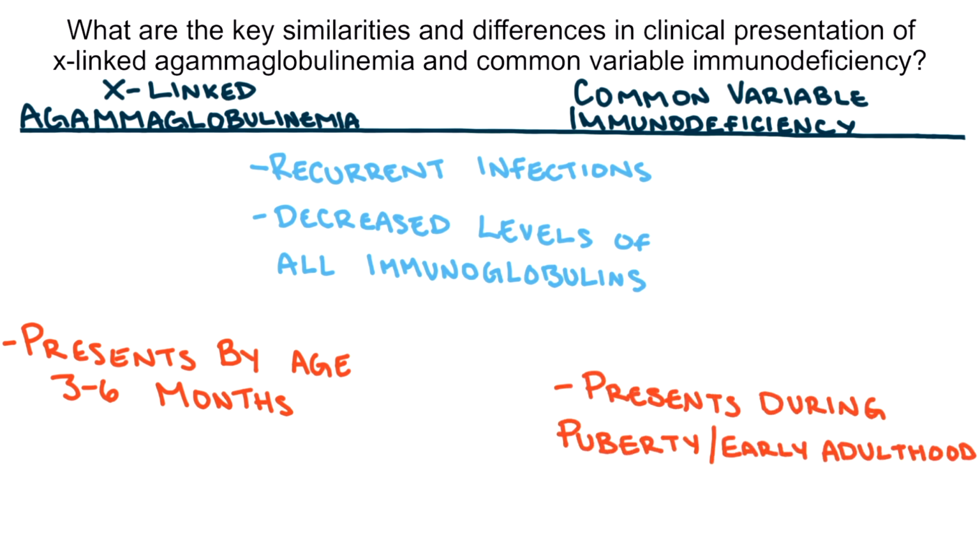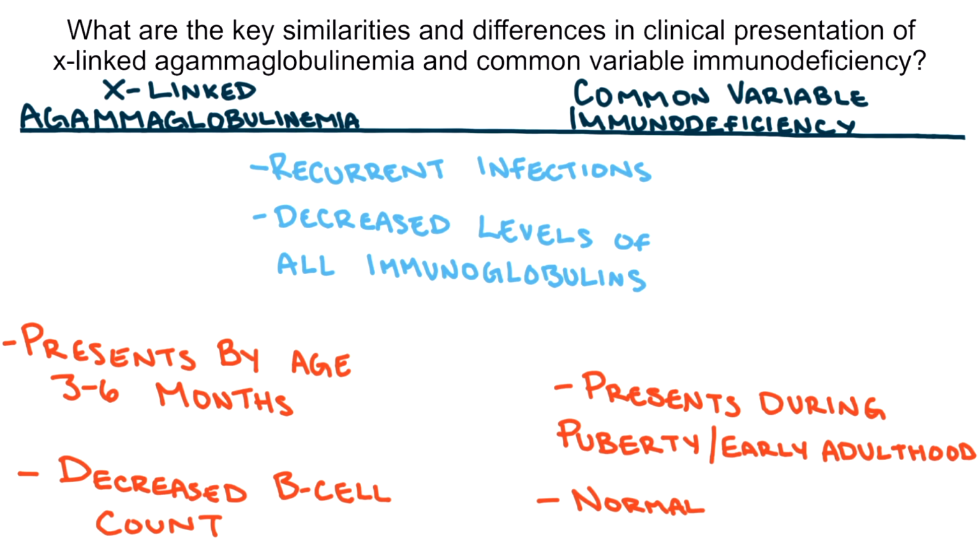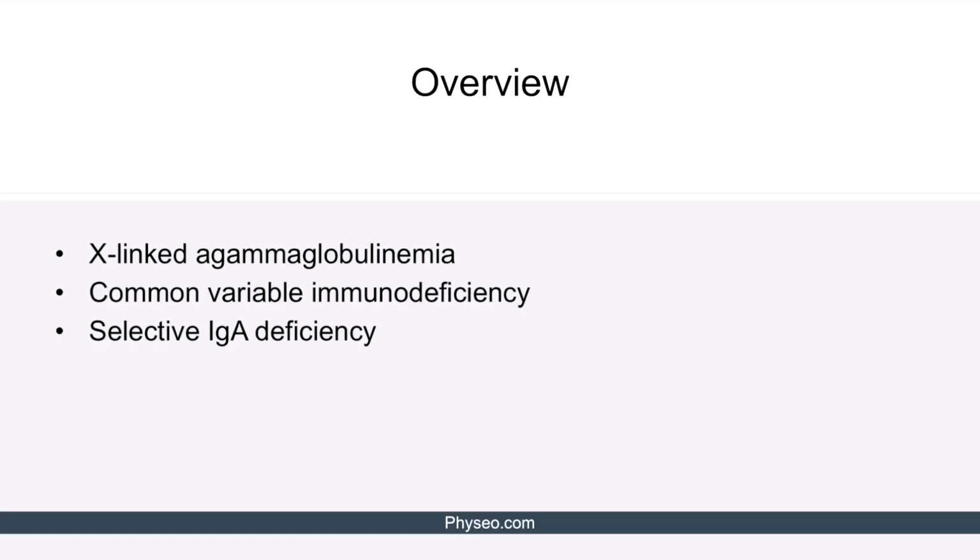Additionally, patients with X-linked agammaglobulinemia will have a decreased B-cell count, whereas patients with common variable immunodeficiency will have a normal B-cell count. Remembering these key differences will be helpful in distinguishing these two pathologies on exams. Let's move on to discuss selective IgA deficiency.